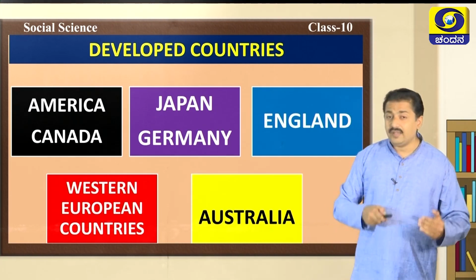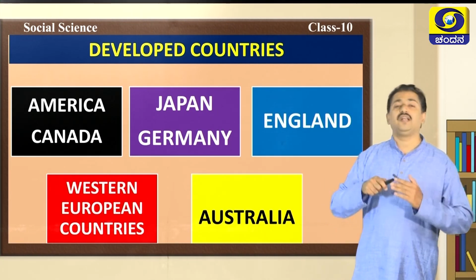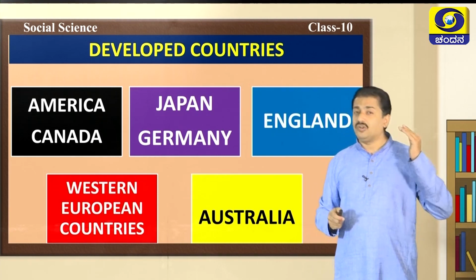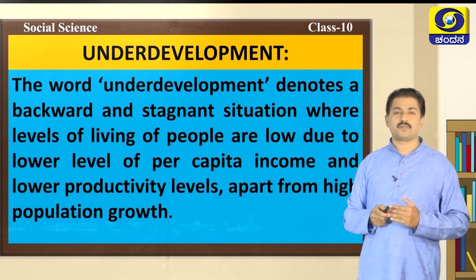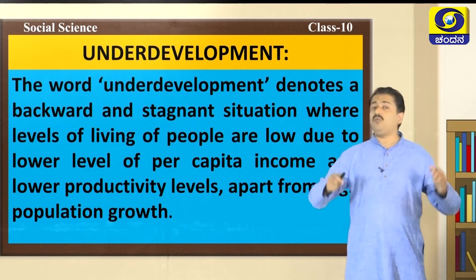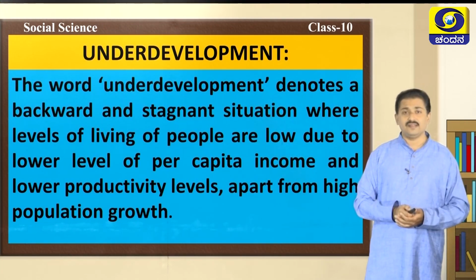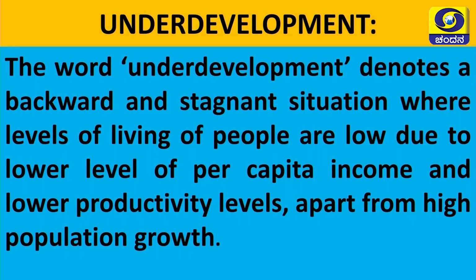Their per capita income, national income, the country's overall GDP is in good condition. That is why we say they are developed. If this is development, what is underdevelopment then? Underdevelopment means a backward and stagnant situation where levels of living of people are low due to lower level of per capita income and lower productivity levels, apart from high growth in population.